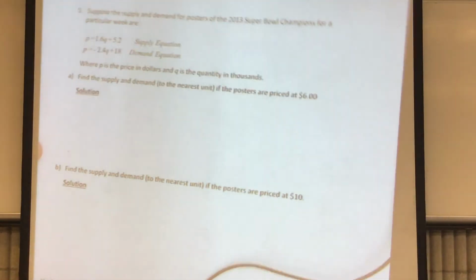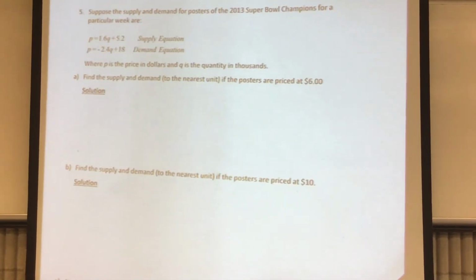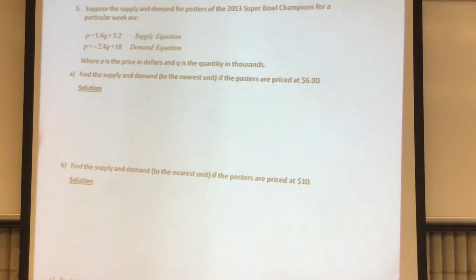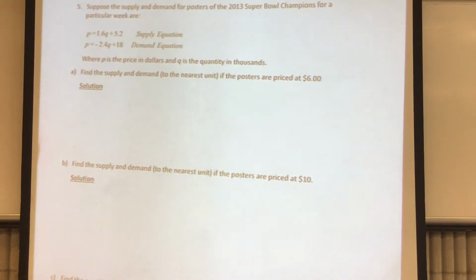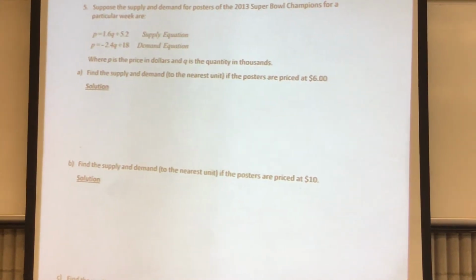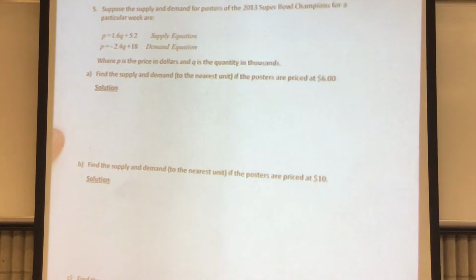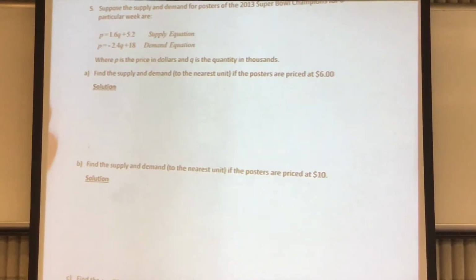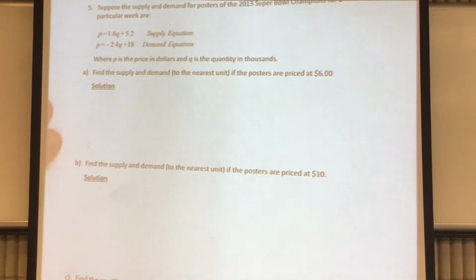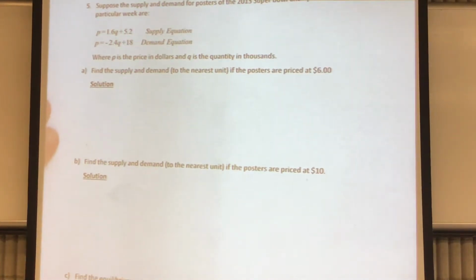Now moving on to number 5. Here we have a supply and demand equation. Suppose the supply and demand for posters of 2013 Super Bowl champions for a particular week are given by the following equations. Your supply equation and your demand equation is given. So for letter A, find the supply and demand to the nearest unit if the posters are priced at $6.